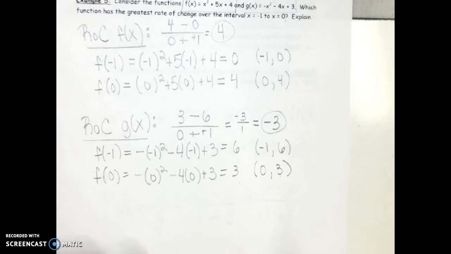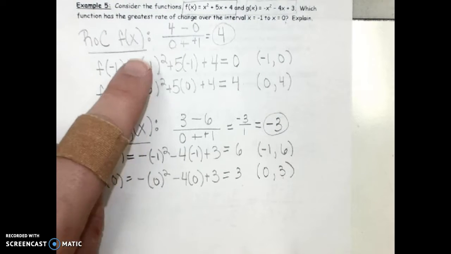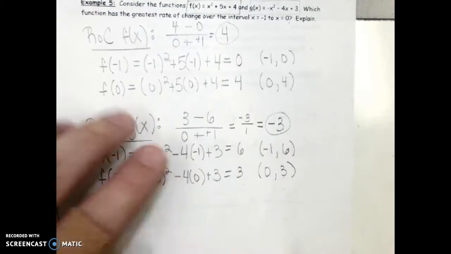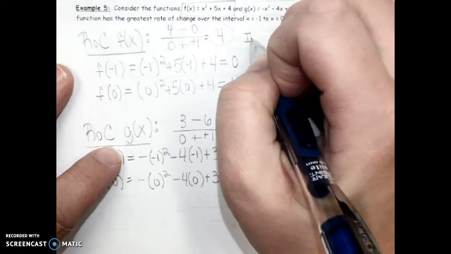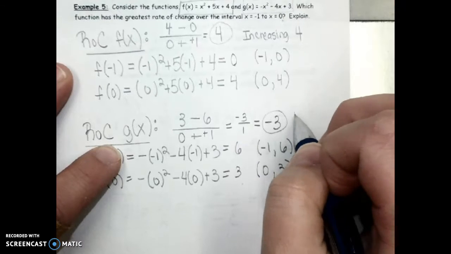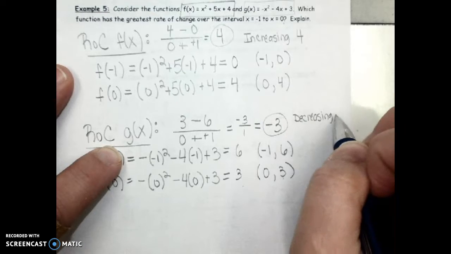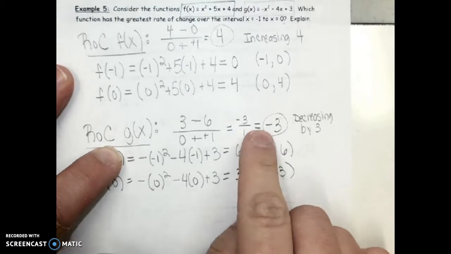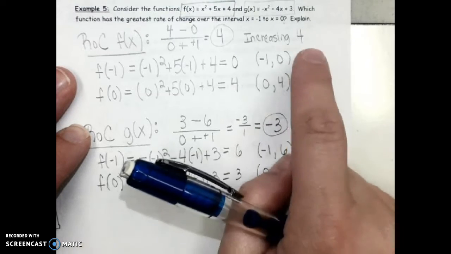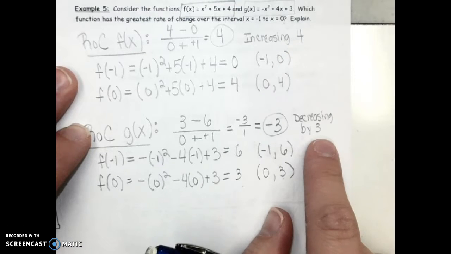Now, which rate of change is greater? The rate of change of f of x is greater. Not because it's positive and this is negative. This rate of change is increasing by 4. This rate of change is decreasing by, I'm sorry, by 3. Positive, negative doesn't matter. What matters is the number itself. If you increase by 4, that's more of a rate of change than if you're just decreasing by 3.